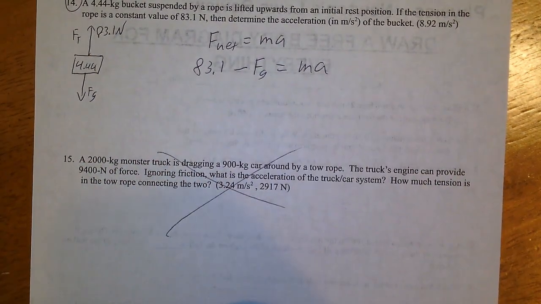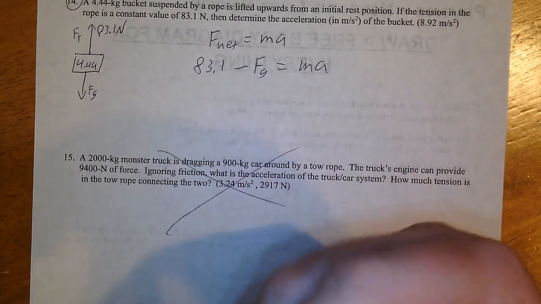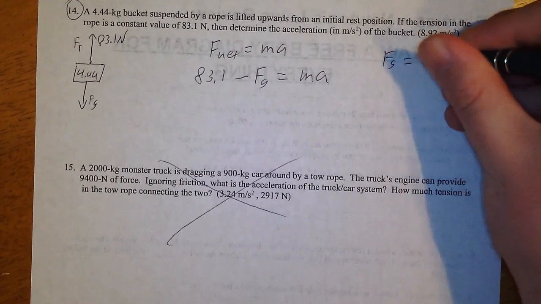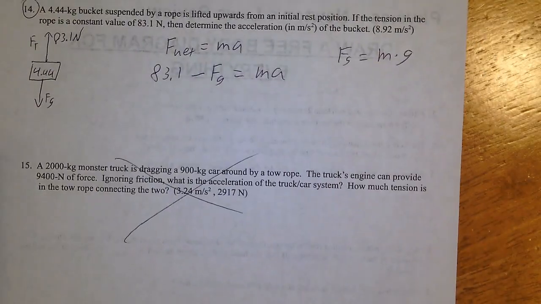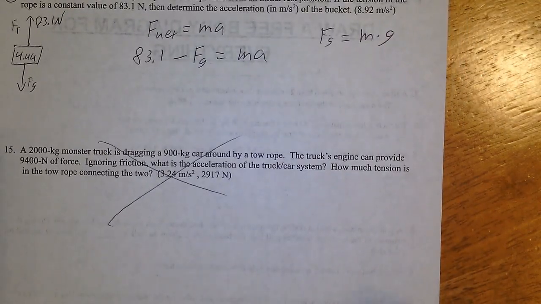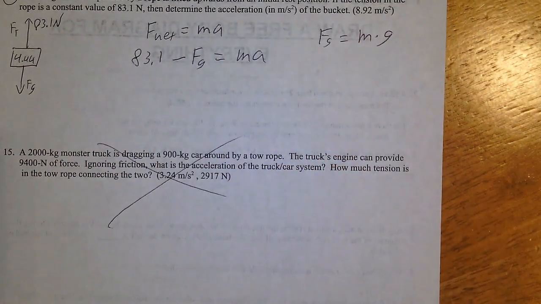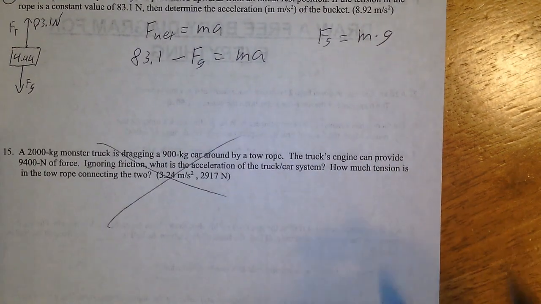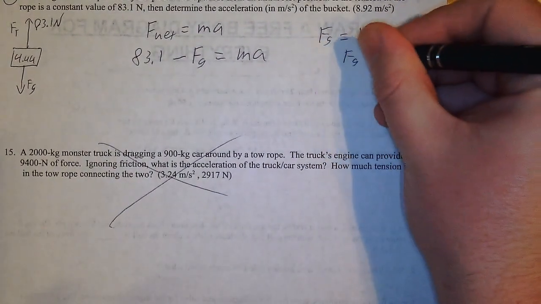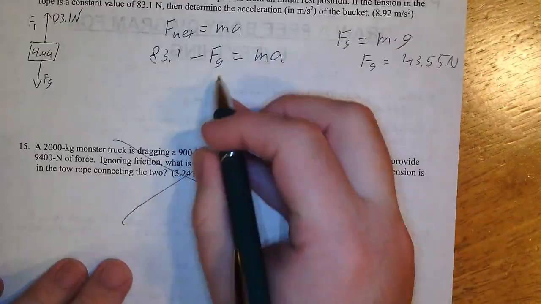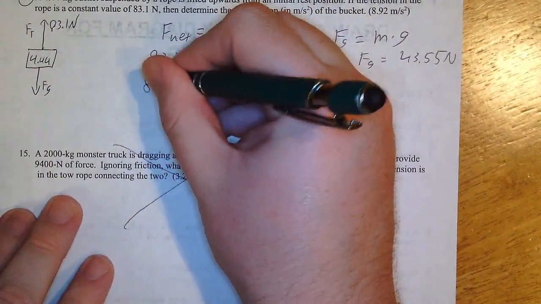Force of gravity is the force of gravity on an object, which comes from the equation Fg equals m times g, which we did earlier for the Hitchcock problem. So we're just going to do this to find the force of gravity. Mass times acceleration due to gravity, which is 9.81. So 4.44 times 9.81 gives us our force of gravity, which is 43.55 newtons.